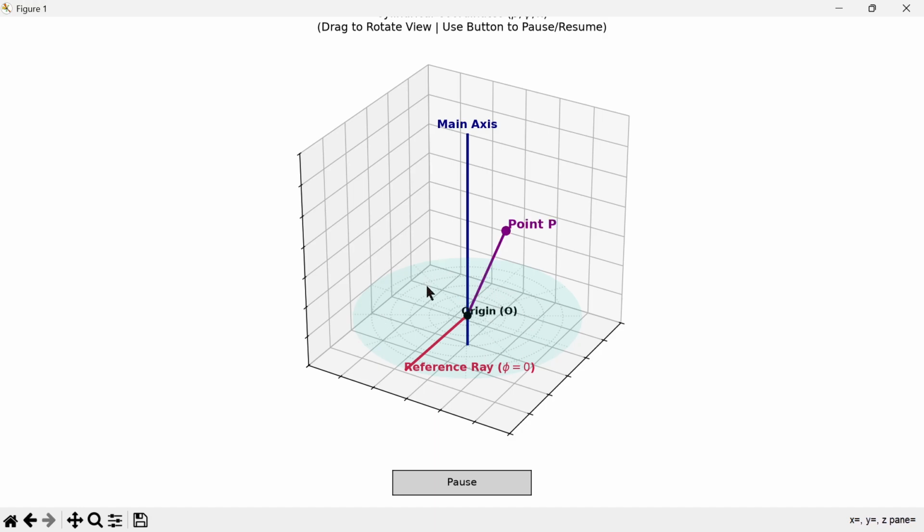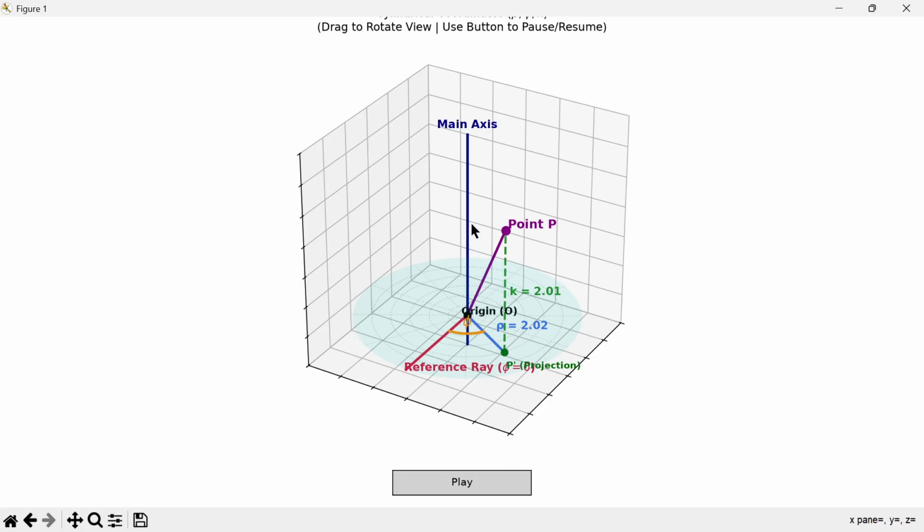We also have a plane that is perpendicular to the main axis and contains the reference ray. The reference ray is your choice. It just has to be perpendicular to the main axis. The reference ray could be like this or like this, anywhere along the circle, but it should be perpendicular to the main axis. Now let's introduce the coordinates rho, phi and, sorry, rho, phi and k.